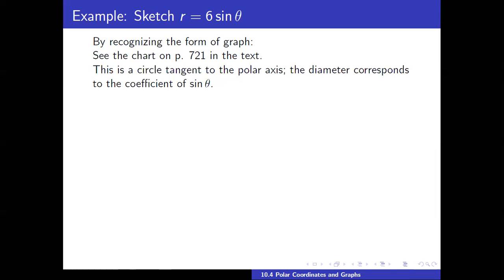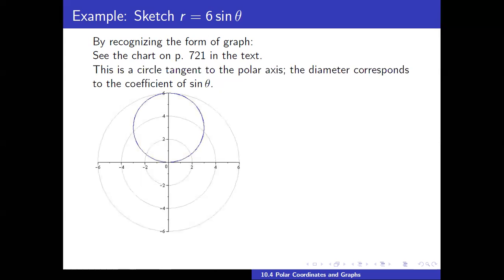So again, a circle tangent to the polar axis, diameter corresponds to coefficient of sine theta. That's what you would get if you went and looked at that page in the text that I showed you earlier. There it is.